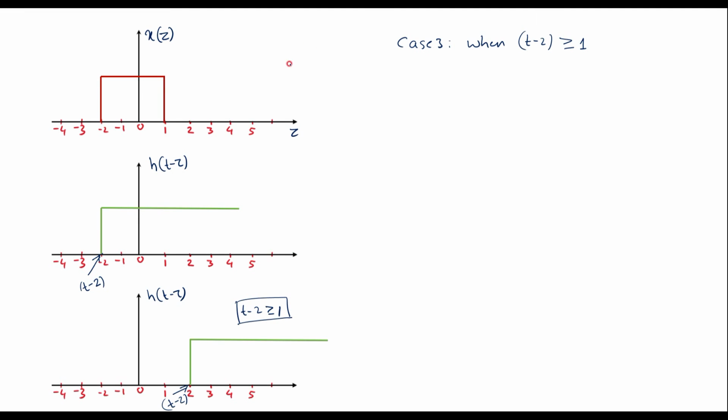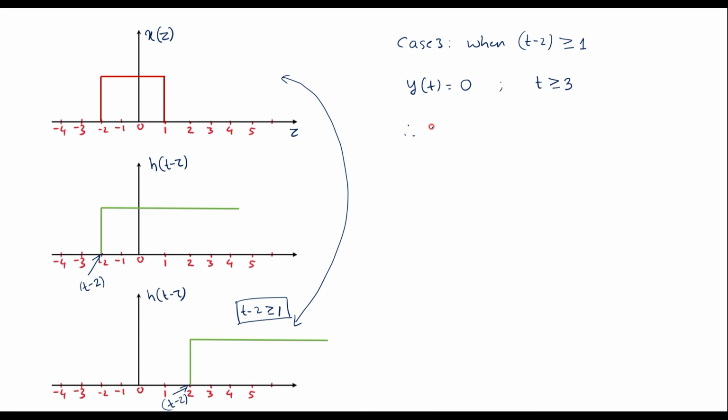Now if you perform the convolution between this signal and this signal, we can see that if you overlap this signal on this signal, it has begun from 2 where x of tau signal ends at. So there is no common area between x of tau and h of t minus tau. Therefore, in this case, y of t value will be equal to 0. That is for t greater than or equal to 3, because t minus 2 greater than or equal to 1 is nothing but t greater than or equal to 3. Therefore, y of t is equal to 0.